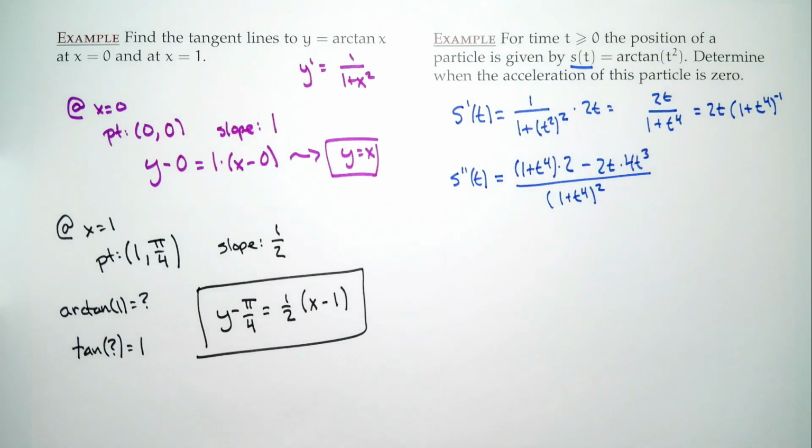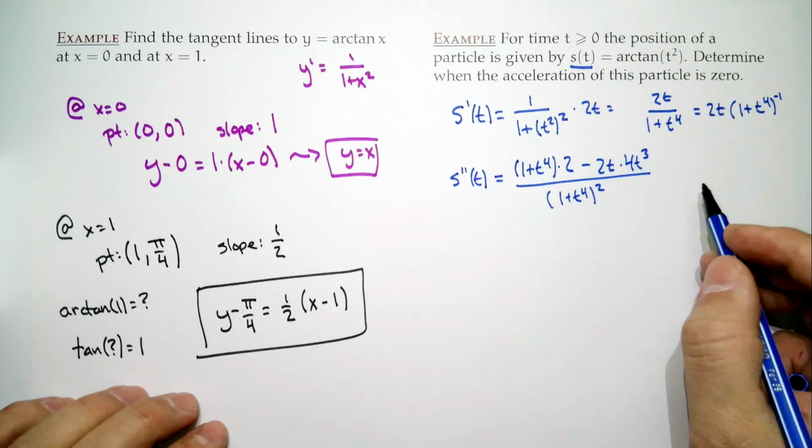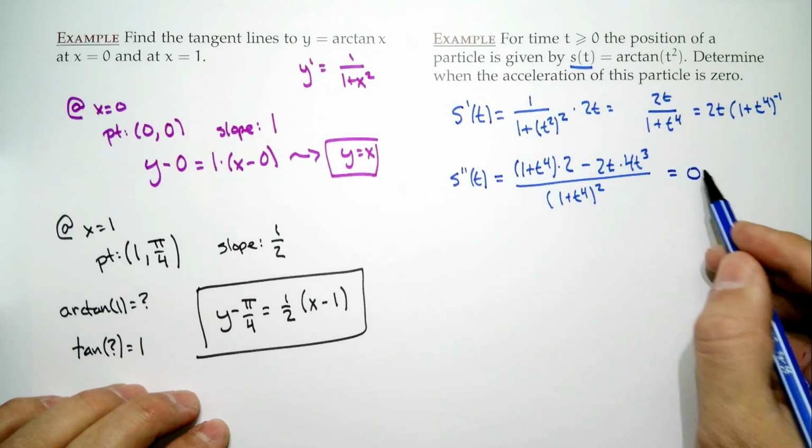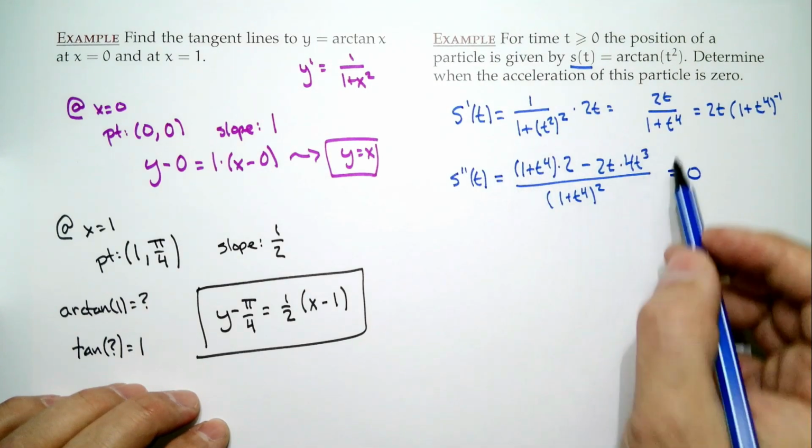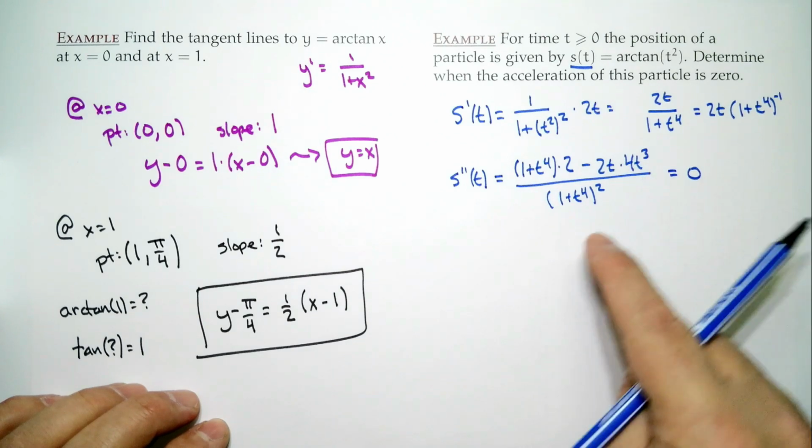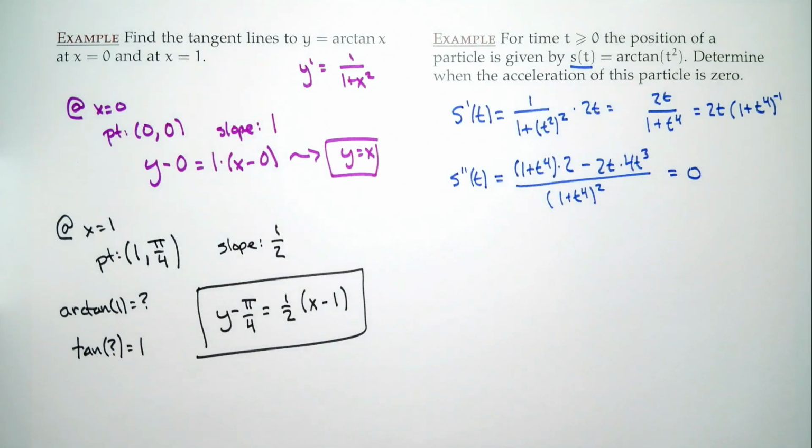Now, before we simplify, let's think about where we're going. What is it we're after? We want when the acceleration is 0. We found acceleration, and we haven't simplified it yet, but we want it when it is 0. That doesn't mean we plug 0 in. We set it equal to 0. When you're setting a fraction equal to 0, what that really says is I need the top to be equal to 0. Notice the bottom will never be 0 because it's always going to be at least 1.